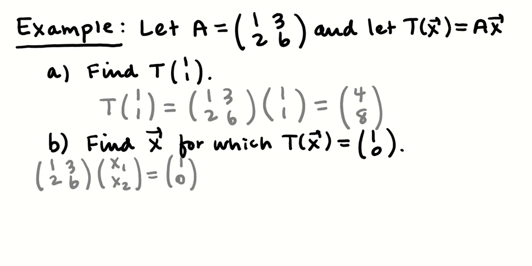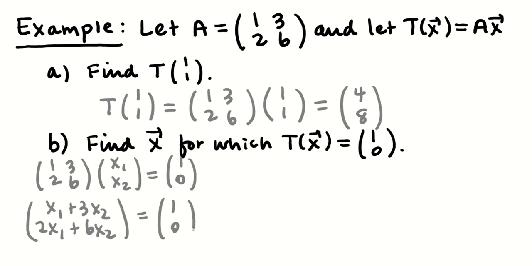Well, what that means, if I actually do the matrix multiplication on the left, is I'm going to have 1x1 plus 3x2 and 2x1 plus 6x2. That's what I get when I do that matrix multiplication. And I know that has to be equal to the vector 1, 0. But what we're used to is saying the first equals 1 and the second equals 0 individually. And what do you know? This is a system of linear equations. Two equations, two variables. We know how to attack this, right?